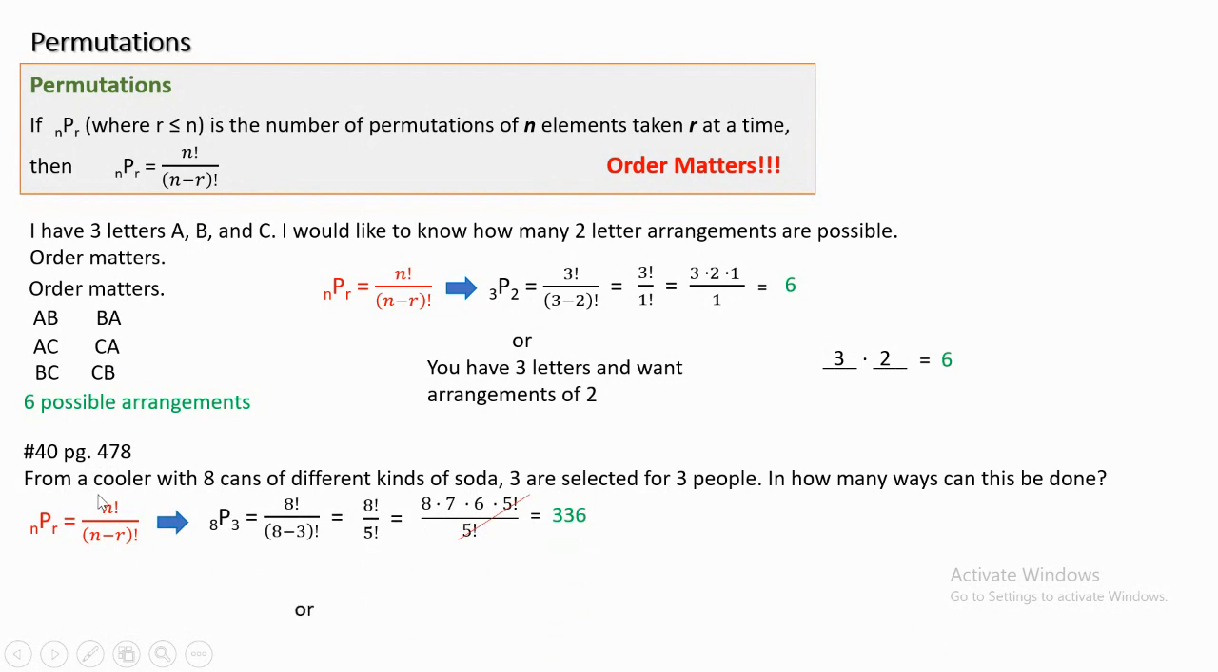Or you have 8 cans, you want to put them in 3 spots. So you're going to put 3 blanks: 1, 2, 3. How many kinds of soda can go here? 8. Then once you choose one, you cannot repeat it again. So that's why it's going to be times 7, then times 6. We get the same answer as using the formula. You see, you can do it either way.